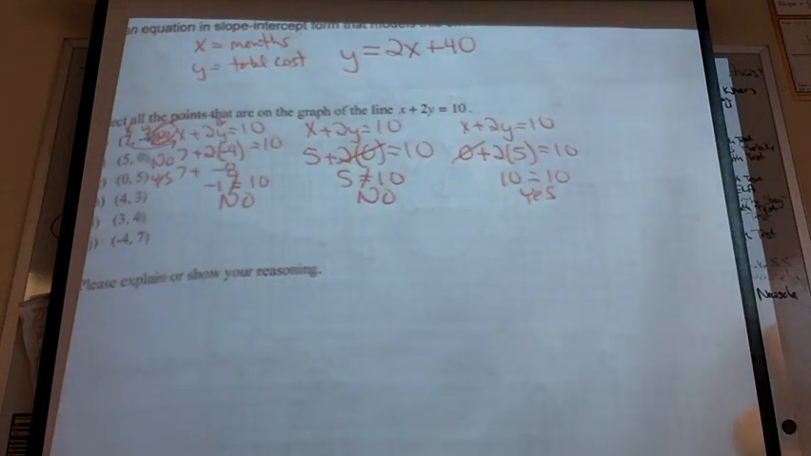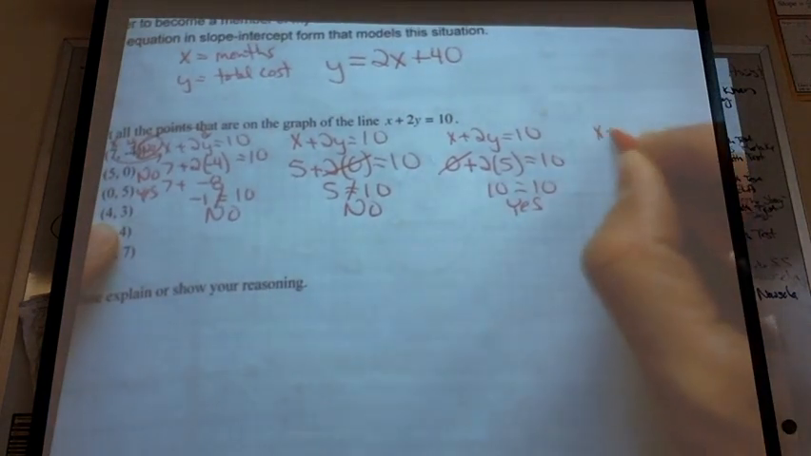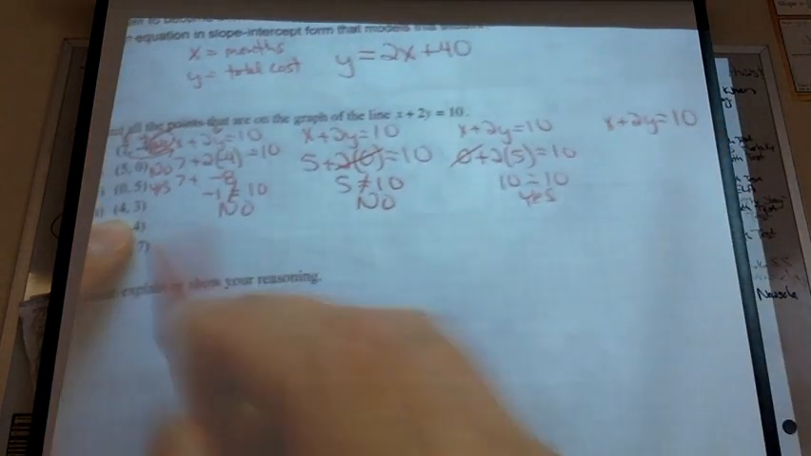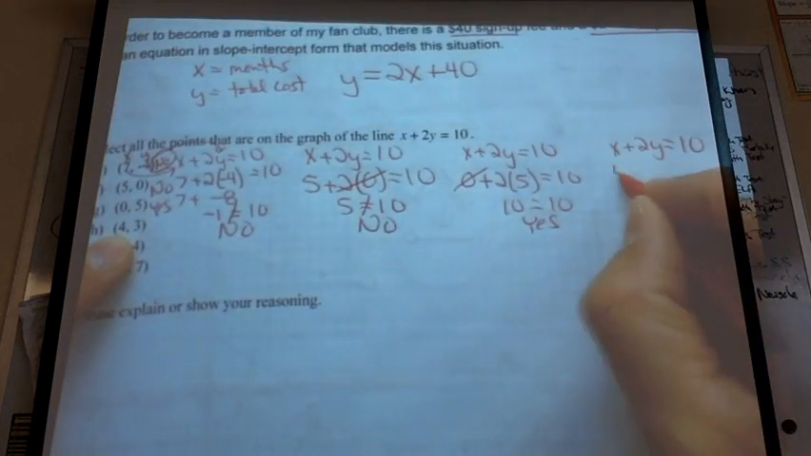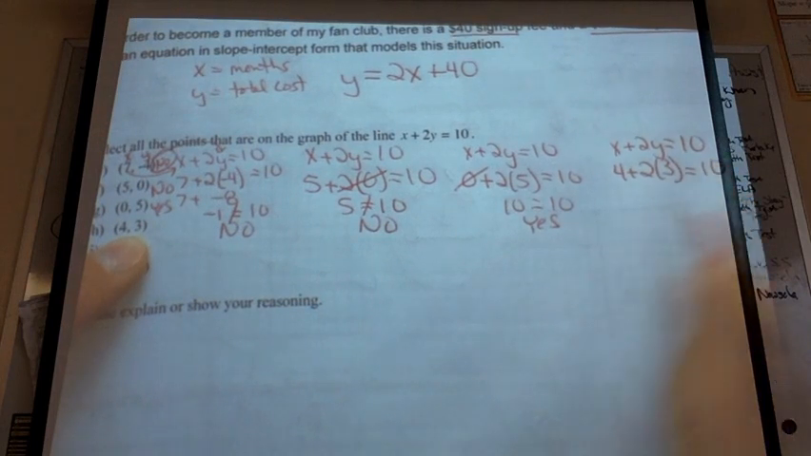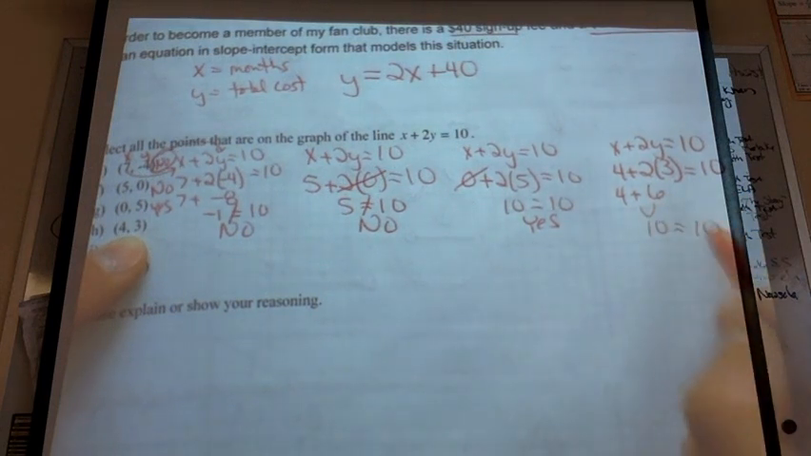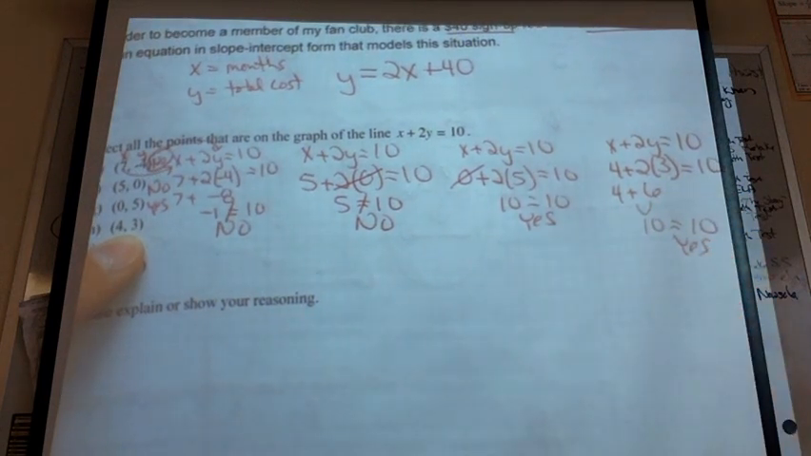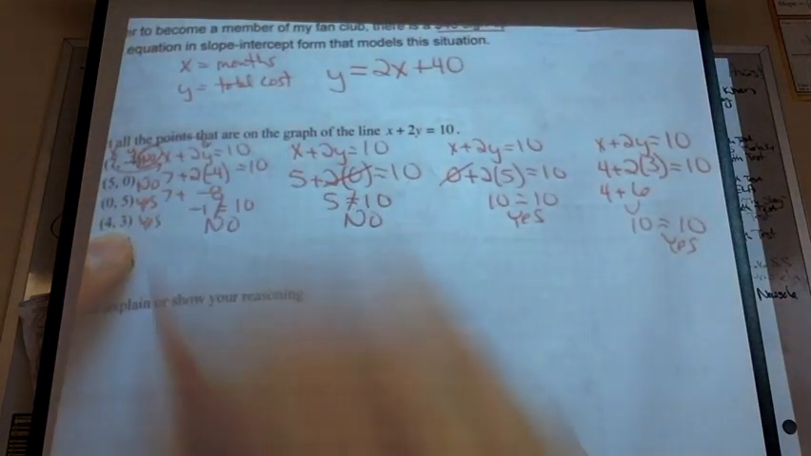Moving on to our fourth one, letter H. So we have x plus 2y equals 10. This time we're going to substitute 4 in for our x. So we have 4 plus 2 times our y of 3 equals 10. Let's see if it works out. 4 stays the same. 2 times 3 is 6. 4 plus 6 is 10, so 10 equals 10. Yes, this one does work out. So H is yes.